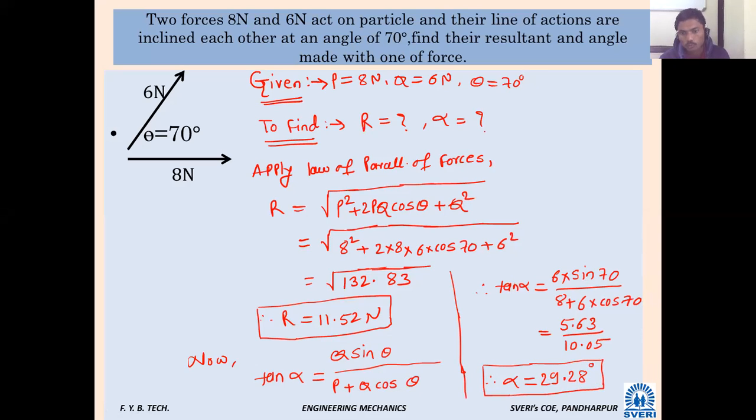Why has somebody told 2 point something? See, in calculation you should not make mistakes. You have to put values very carefully. I don't know how you are calculating. 5.63 divided by 10.05, so it will be 0 point something, maybe 0.4 something. What is this? 0.56. Then tan inverse of 0.56. 29.25.